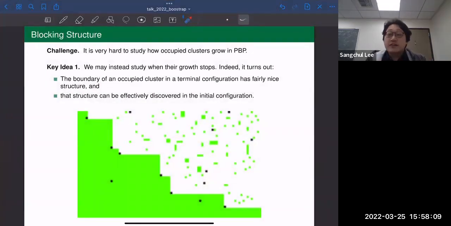So instead of directly tracking the growth of the occupied cluster, the idea is to look at what the occupied and unoccupied interface in the terminal configuration will look like. In other words, what will stop the growth?